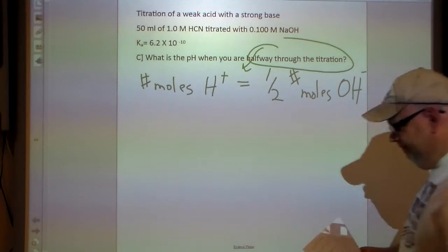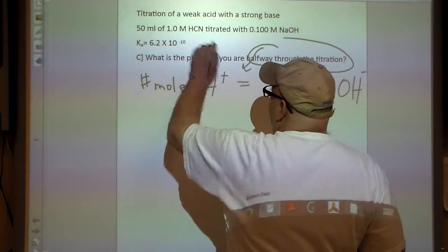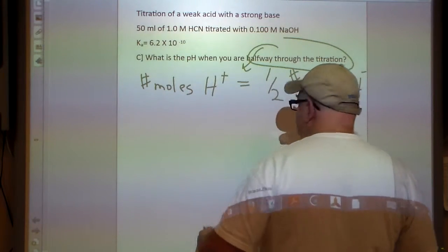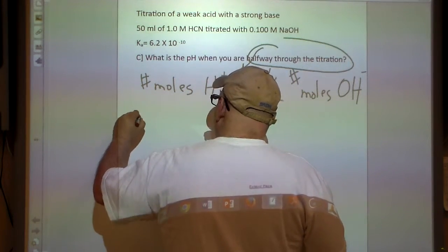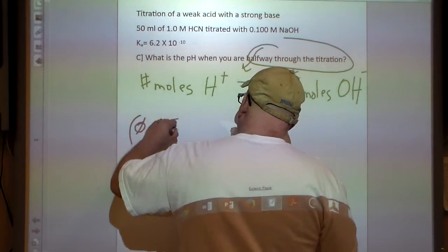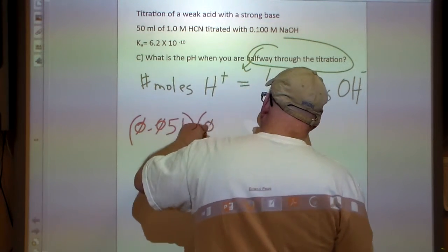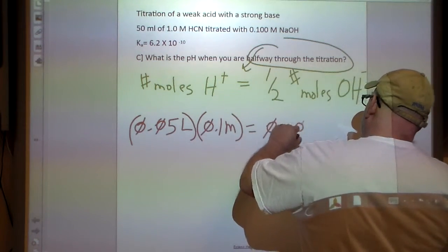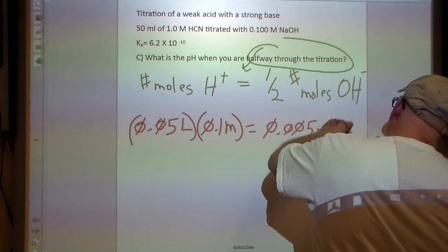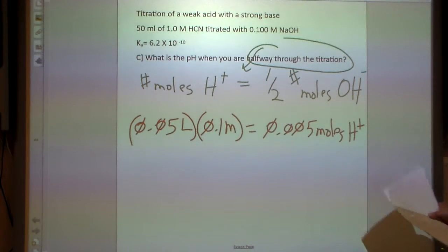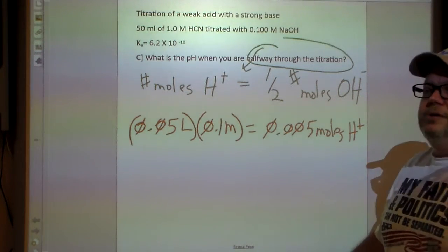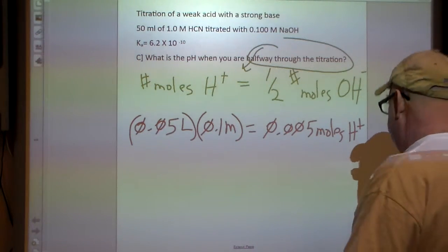So what do we know? Well, we need to figure out how many moles of H we are going to get to begin with, and there's a real easy way to do this. We know that 0.05 liters multiplied by 0.1 molar concentration gives us 0.005 moles of H plus. Okay? So that's what we've got going for us. Now, what's half of 0.005? It's 0.0025 moles of OH minus.